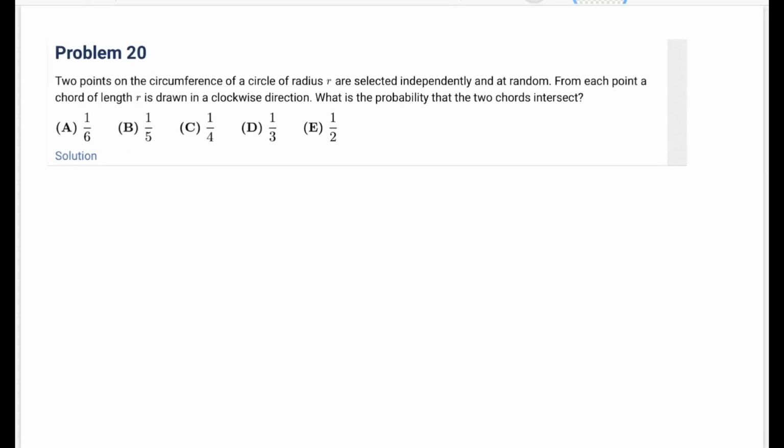Okay, so problem number 20. 2 points on the circumference of a circle of radius r are selected independently and at random. From each point, a chord of length r is drawn in a clockwise direction. What is the probability that the two chords intersect?